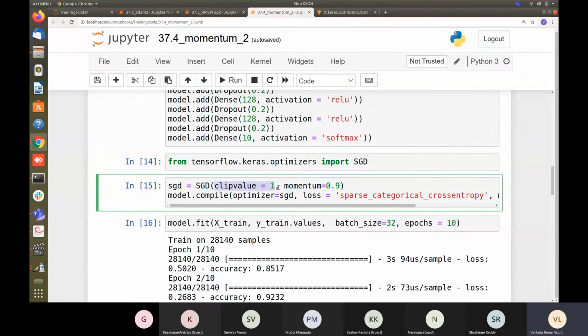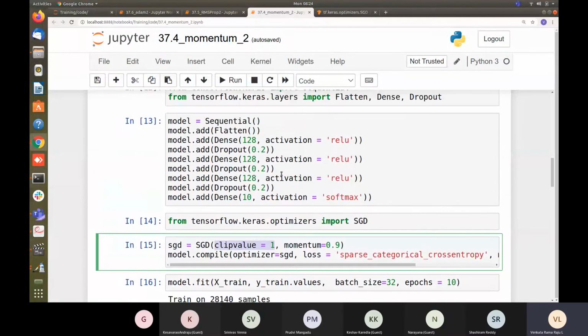Gradient clipping. We are trying to limit the boundaries of the gradients to stick between -1 and +1. If you say 2, it will be between -2 and +2. Say 3, it will be between -3 and +3. Is this variable useful on a small network like this? No, never. If you are building a 100-layer network, then the clip value will help you not to get into the exploding gradients problem. Got it?